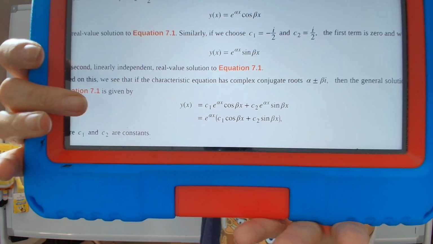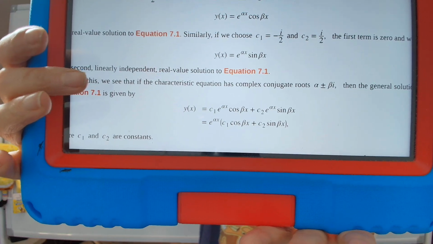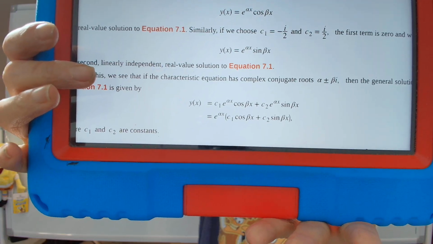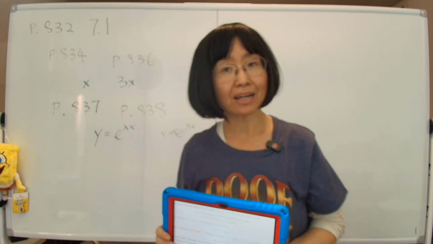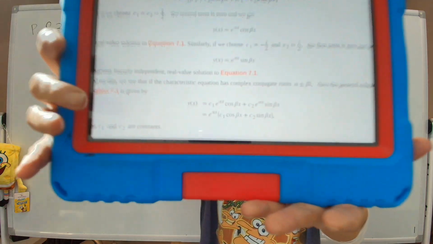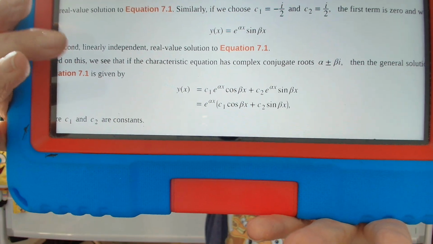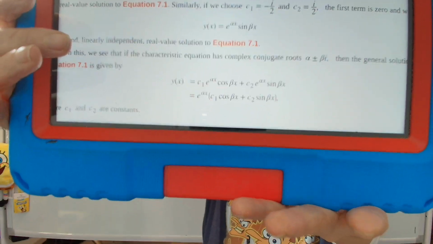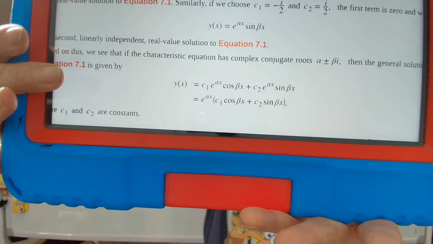Then we will have the alpha and beta situation, where alpha and beta are the representation of the two imaginary roots. See, alpha plus beta I is one root, and alpha minus beta I is the other root, and then the solution for your differential equation will look like this.